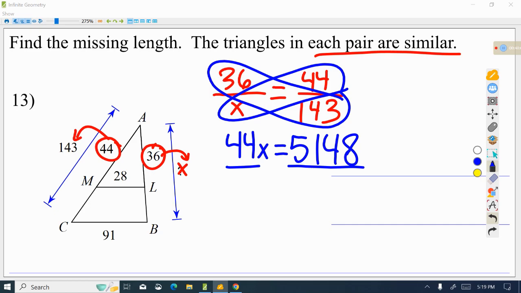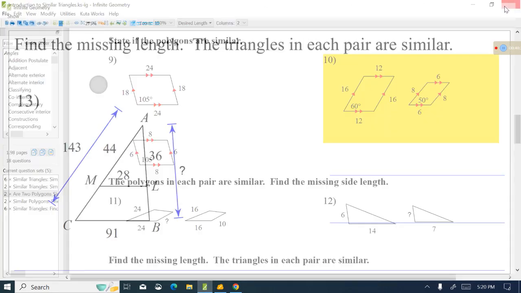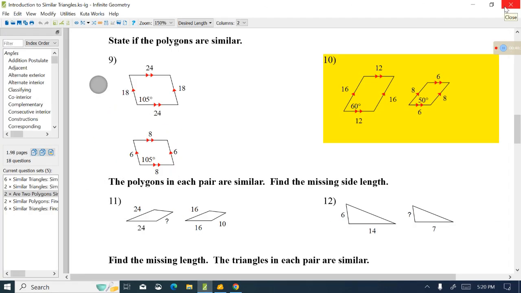I want to get the x by itself, so I have to divide both sides by 44. If I divide both sides by 44, then I can cancel that out, and in the very next step, we'll have the answer. So we just have to divide that by 44, and we get 117. So this is the way that we would solve these problems: cross multiply and then divide. I didn't want this video to run too much over, so maybe I'll give you guys a couple more answers and just talk about one more problem.